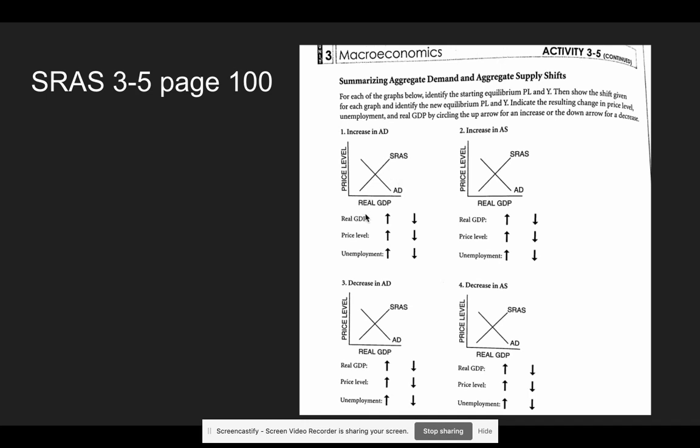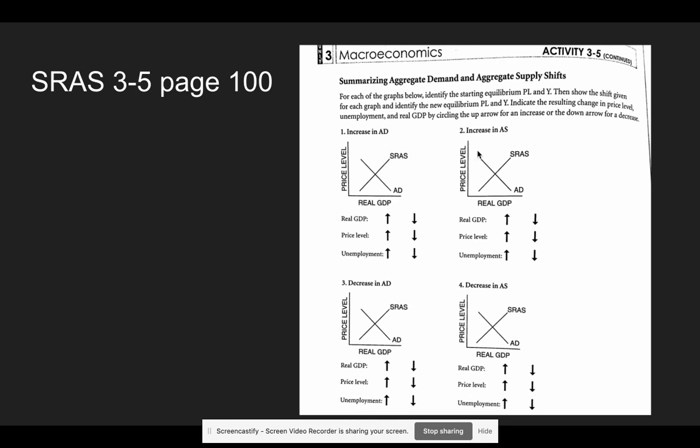So now what's going to happen to real GDP, price level, and unemployment if aggregate demand shifts to the right? That's pretty easy. A shift to the right means that we are increasing aggregate demand. Price level goes from here to here, so it's an increase in price level, and unemployment is going to go down. More people are going to have jobs.